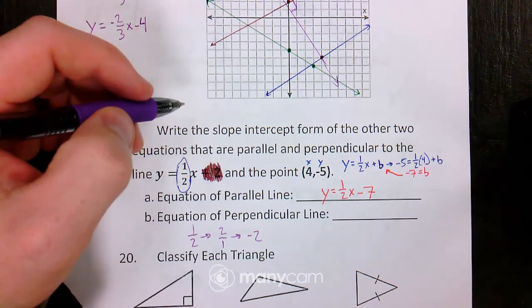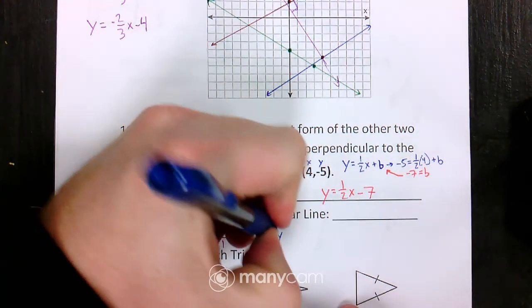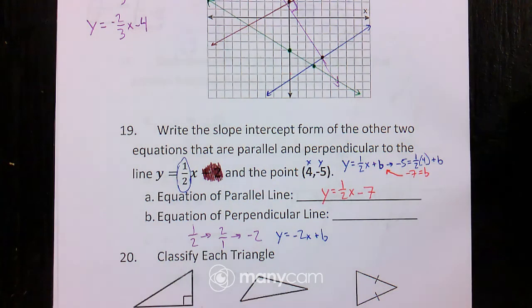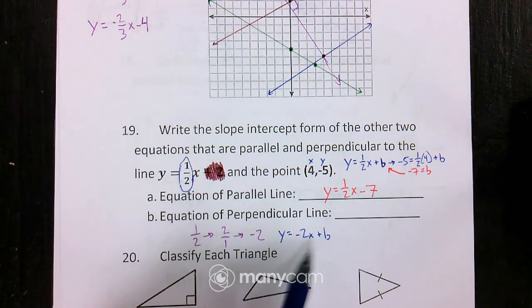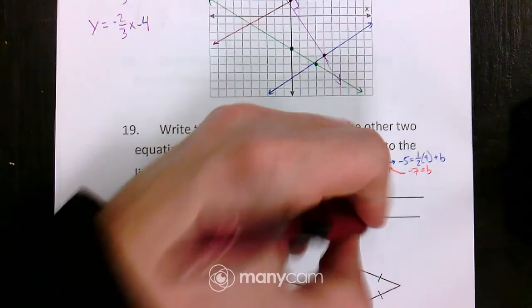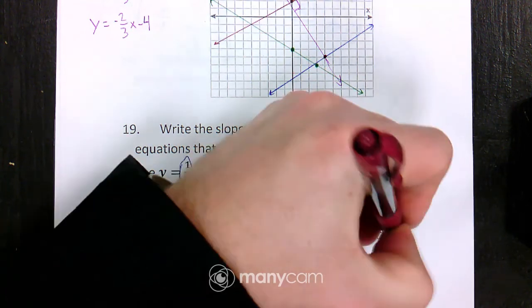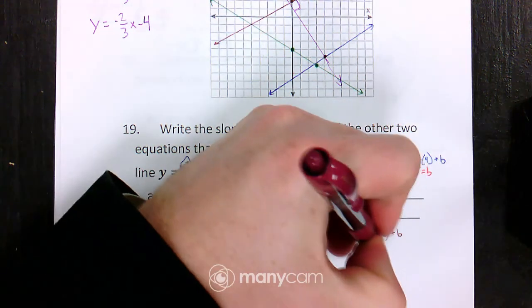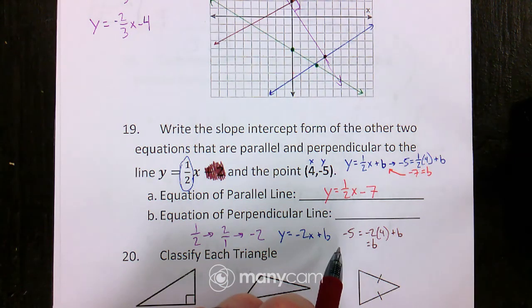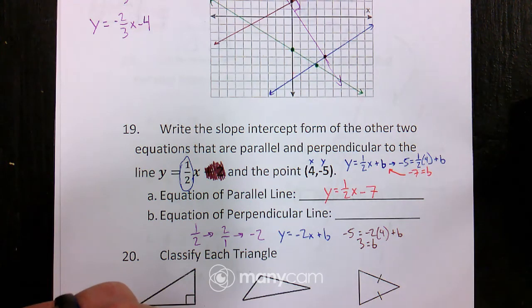So I know, the same thing I had up here, I could write y equals negative 2x plus b, and do the same thing. Plug in these points and find b. So that gives me negative 5 equals negative 2 times 4 plus b. b equals 2 times negative 4 is negative 8. Add that to both sides. 3, right? Okay.